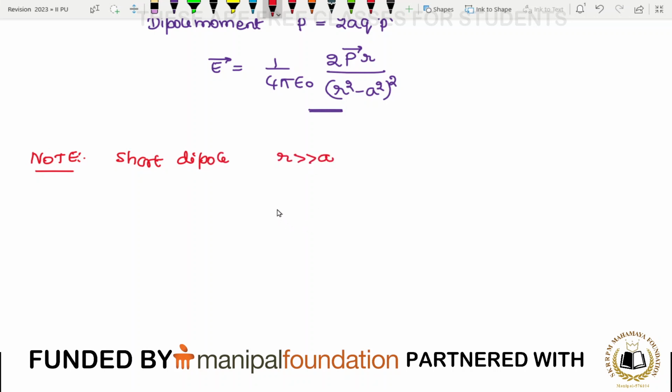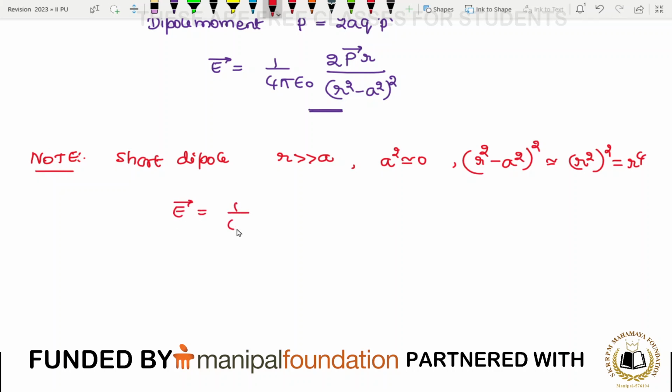If r is very large compared to a, the distance is very large compared to a, the distance between charges is very small. In that case, what can we write here? a square is very close to 0. And in the denominator, what term is there? r square minus a square whole square. So what answer are we going to get? r square minus a square whole square becomes r to the power 4.